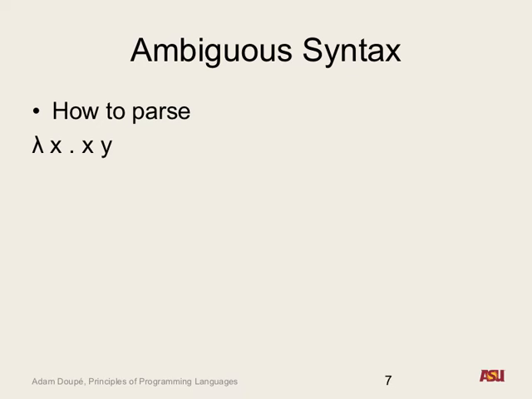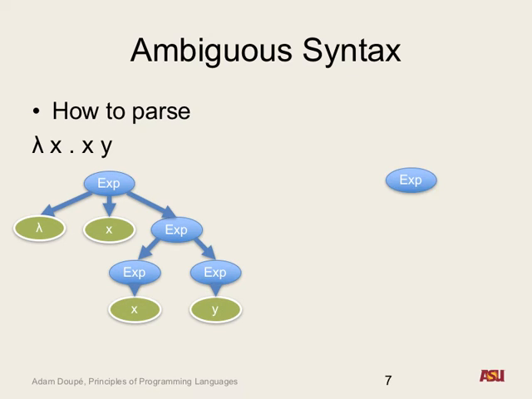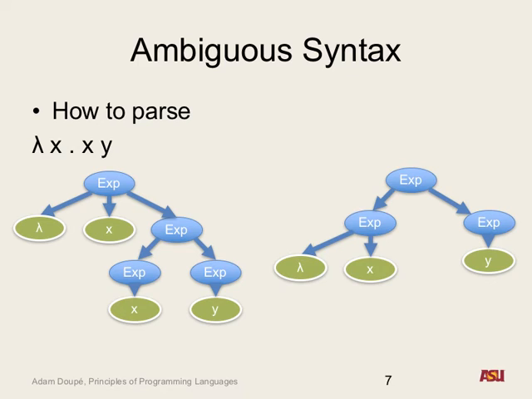More examples, right? We saw how to parse this, lambda x dot xy. We know that this is valid by the syntax, but we don't know exactly what parse tree to create. One of the examples is we have expression, lambda x expression, and then expression x expression y. And then on the right we have y, and on the other side we have lambda x. That makes sense? This is the example we saw. So these are the two different ways to parse that string.